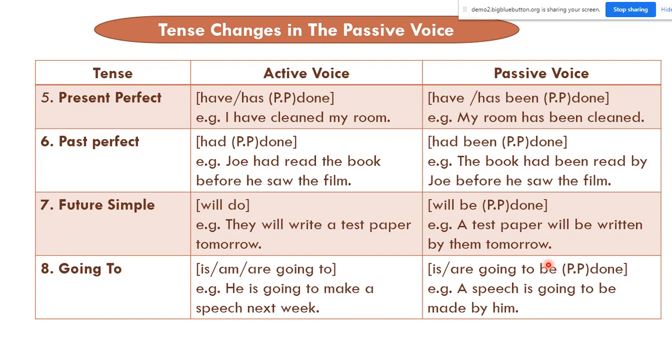The present perfect. Just to remind you, we use the present perfect to speak about an action that has started in the past, but it still continues to the time of speaking, or its results can still be seen at the time of speaking, in our present time. The form of the present perfect is have or has, according to the pronoun, followed by the past participle, which is done. The example: I have cleaned my room.